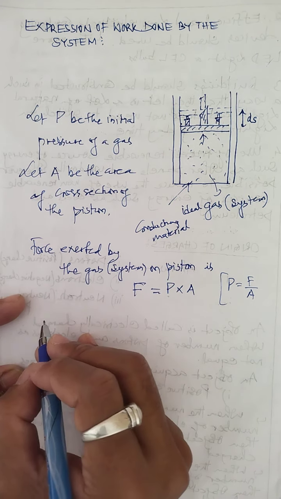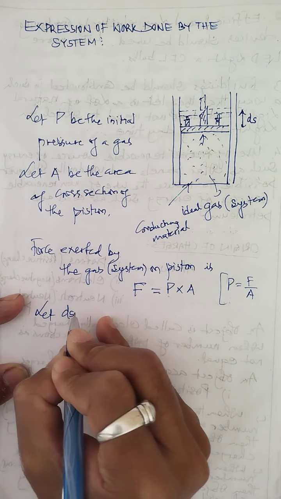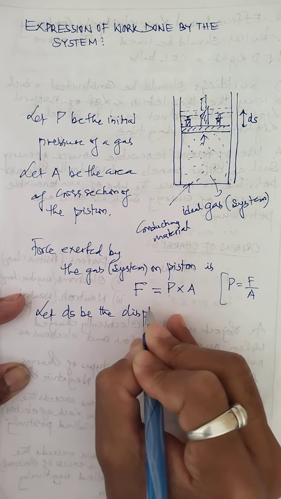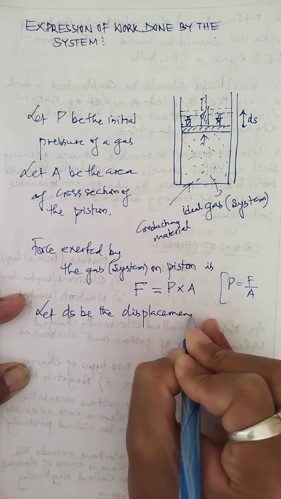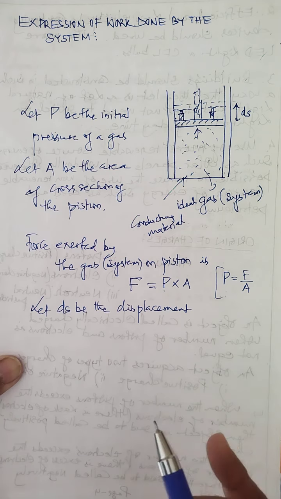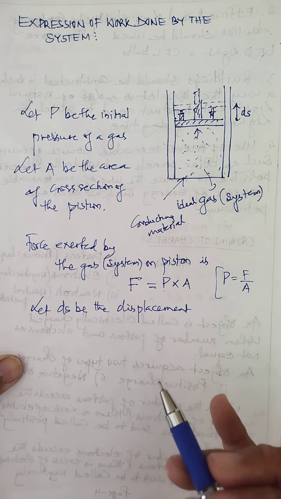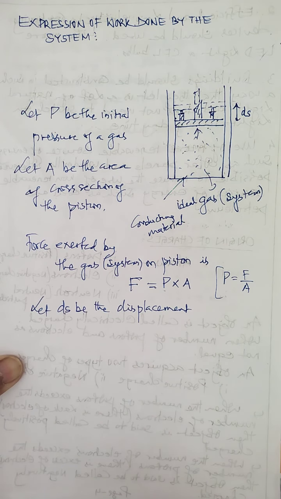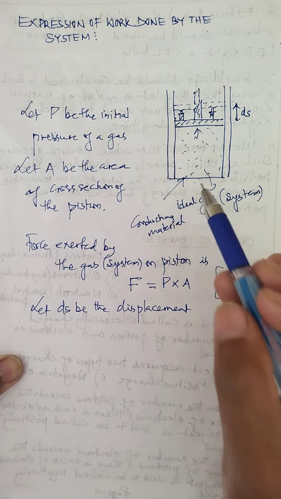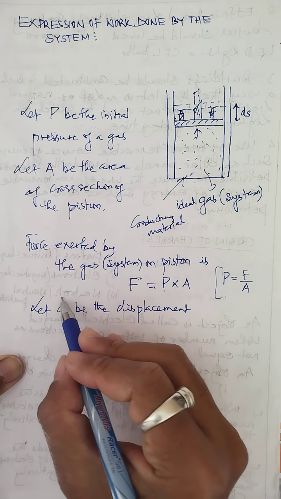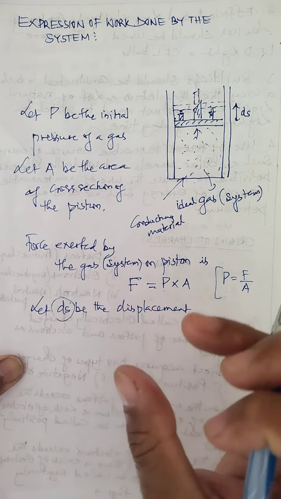So I write down again, let ds be the displacement. This is the displacement of the piston. But as I said already, this displacement is very, very small, due to which the force is exerted by the gas and the gas expands. So under this case, what happened? The work is done by the gas, or by the system, and that work done is also very small. And this ds is also called an infinitesimally small displacement.